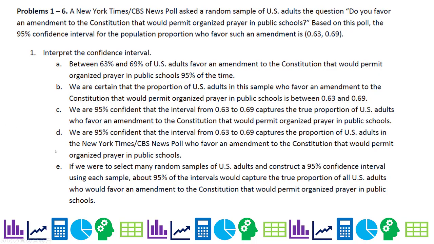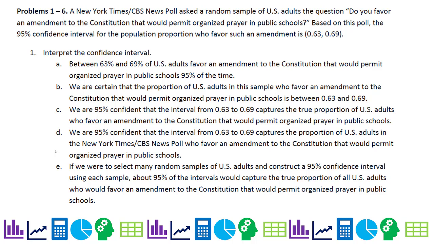Problem 1. A New York Times CBS News poll asked a random sample of U.S. adults the question, do you favor an amendment to the Constitution that would permit organized prayer in public schools? Based on this poll, the 95% confidence interval for the population proportion who favors such an amendment is 0.63 to 0.69. And then they ask us to interpret the confidence interval.